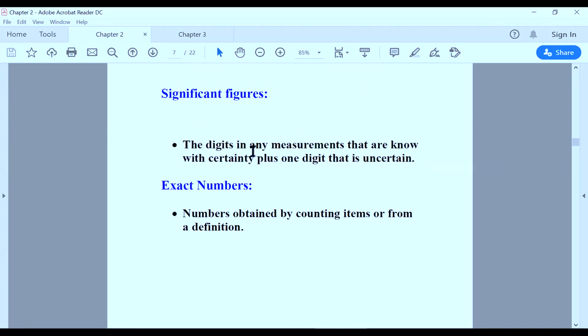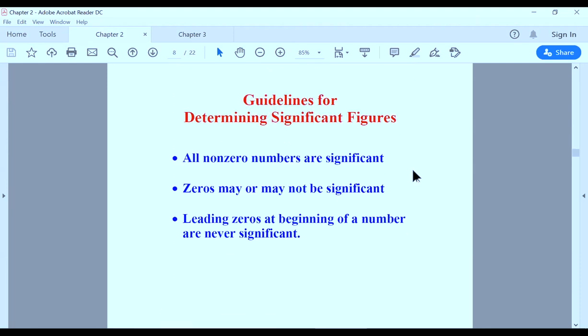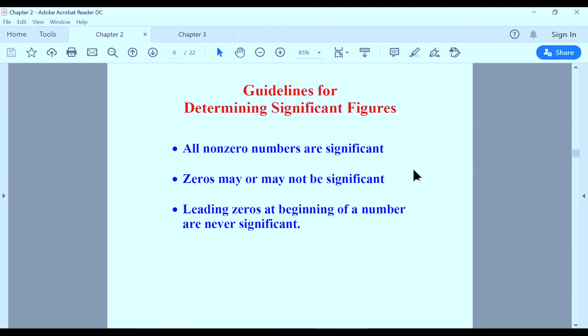In one of the videos on the list I sent you, I go through this in detail. You might want to watch it because I'm going through it at a faster rate. Significant figures are the digits in a measurement that are known, plus one that is uncertain, not unknown. Now, I'll never ask you to regurgitate on a test what the rules or guidelines are for determining significant figures, but I expect you to know this.